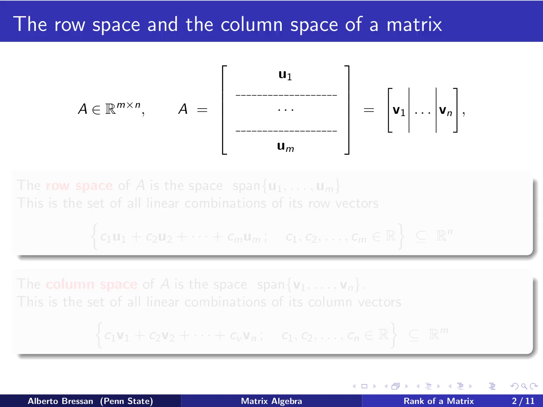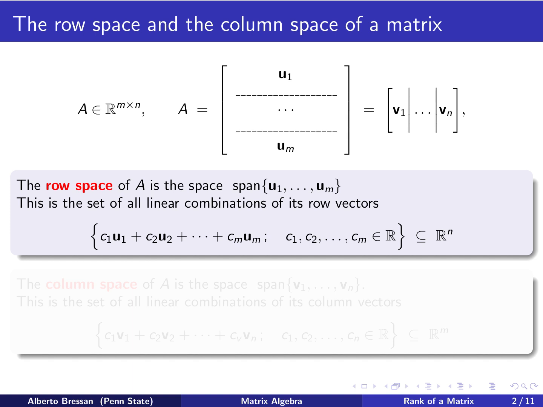Let's first introduce the row space and the column space of a given matrix. Given a matrix A in R m by n, meaning I'll have m rows and n columns, as we write here. So a matrix can be represented by a collection of m row vectors u1, u2 to um, and at the same time I can also view it as a collection of the column vectors v1, v2 to vn.